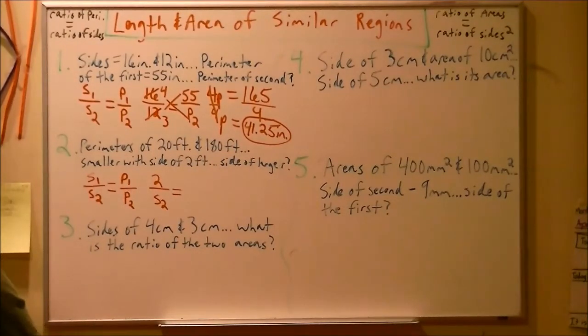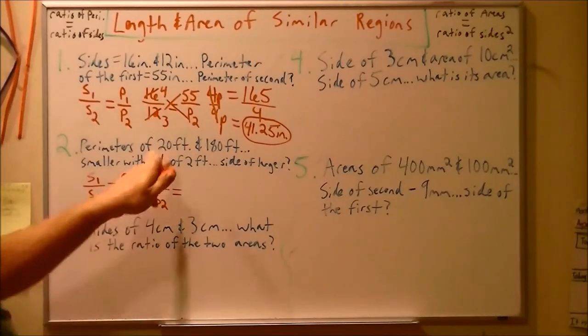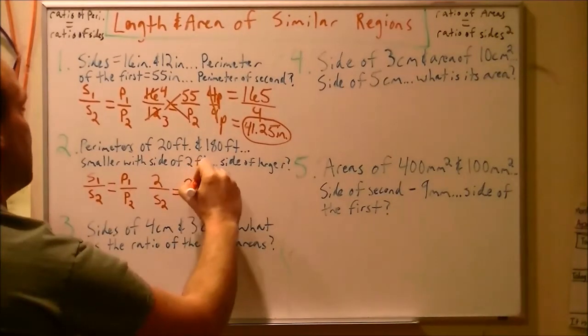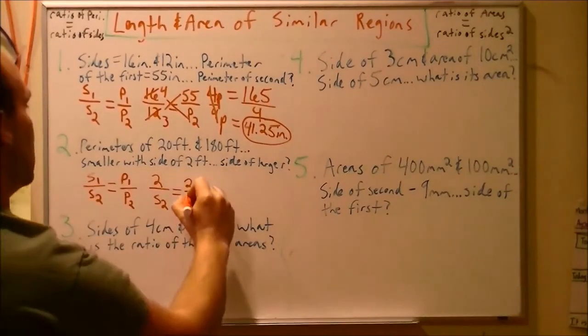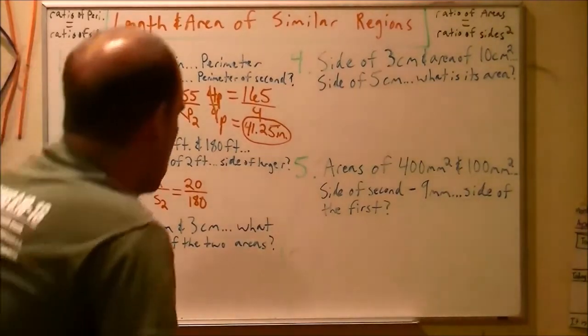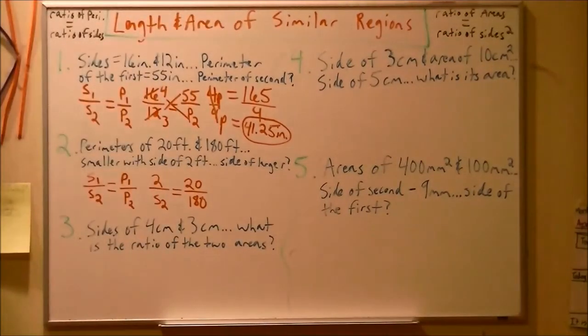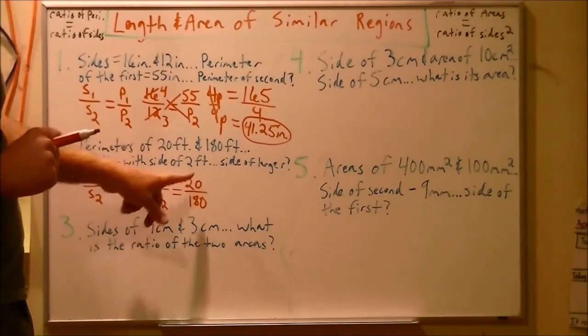Do we know perimeters? We certainly do. What's the perimeter of the first one, which would be the smaller as we've arranged them? Perimeter of the first one equals 20. Do we have a perimeter for the second one, P2? We do. The larger perimeter of the hexagon, the 6-sided shape, is 180. Now, let's not forget that we can just go ahead and reduce if we want, if we see anything above.